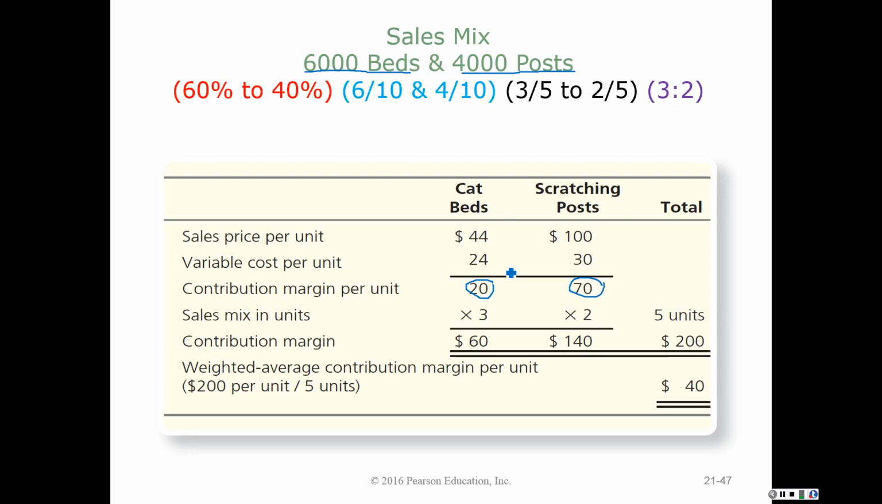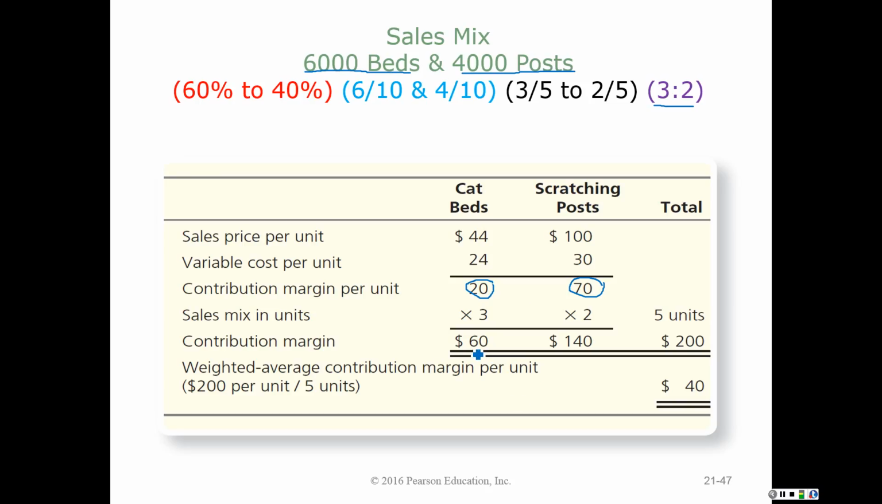Sales less variable cost. Once you have your contribution margin per unit, we're going to weight this contribution margin by multiplying it times your sales mix. Remember, we came up with a 3 to 2 ratio, so 20 times 3 and 70 times 2 gives us our start for our weighted average contribution margin.